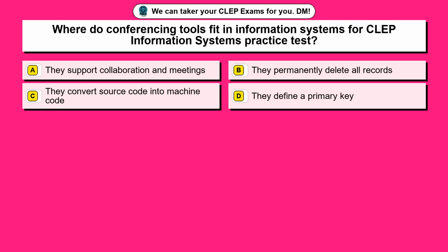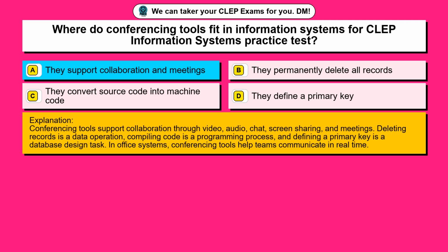Question 5. Where do conferencing tools fit in information systems for CLEP Information Systems practice test? Option A. They support collaboration and meetings. Option B. They permanently delete all records. Option C. They convert source code into machine code. Option D. They define a primary key. The correct answer is option A. They support collaboration and meetings.